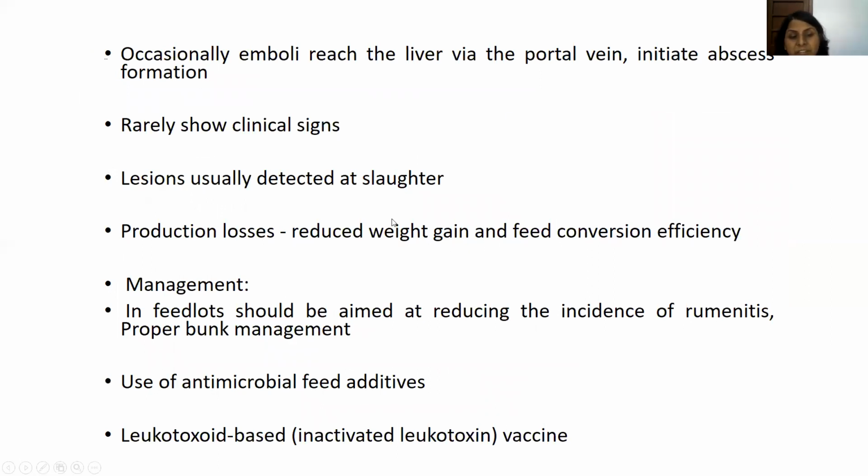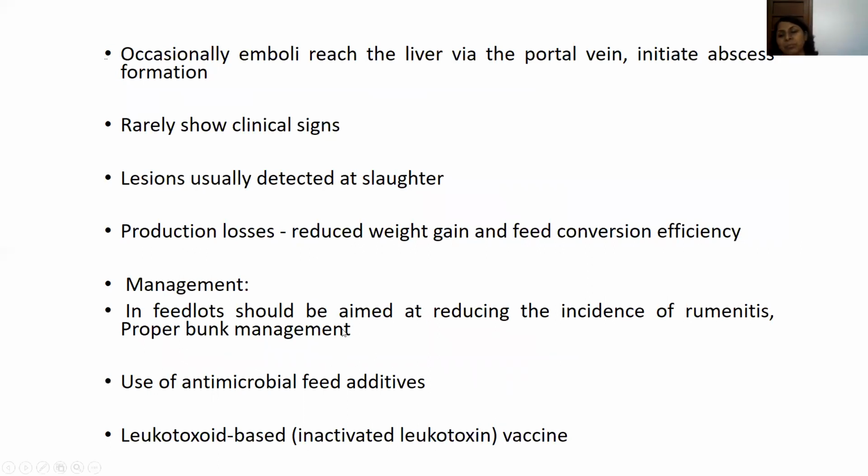Generally the lesions are present in the liver, but they rarely show clinical signs, and only at the time of slaughter can the lesions be detected. But it causes production losses in terms of reduced weight gain and feed conversion efficiency.